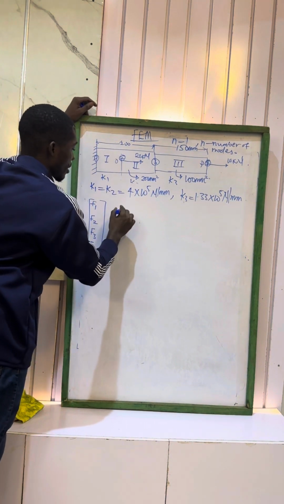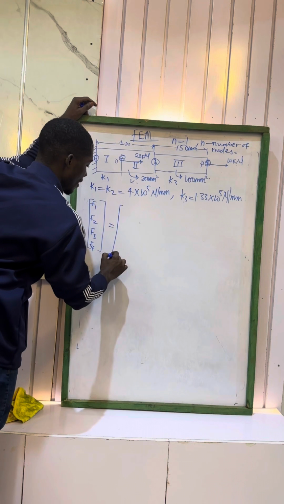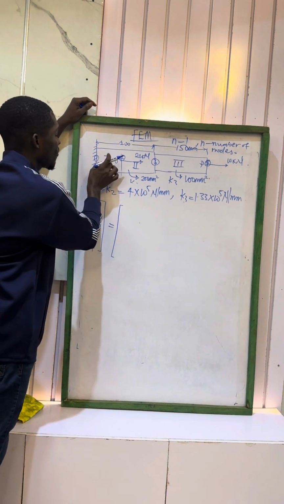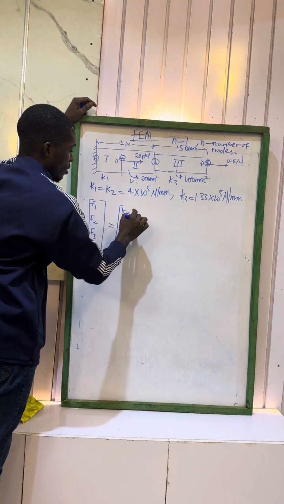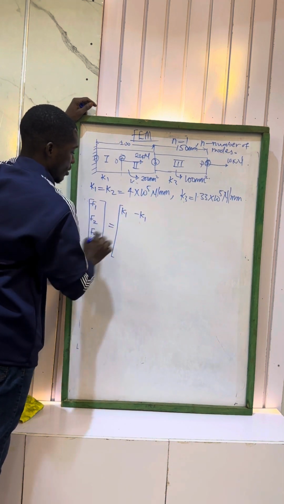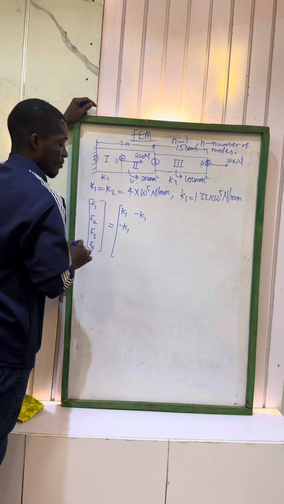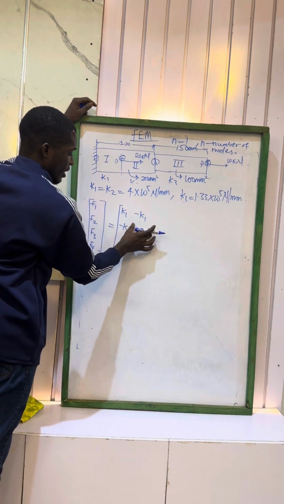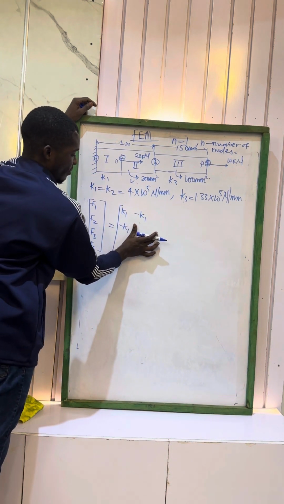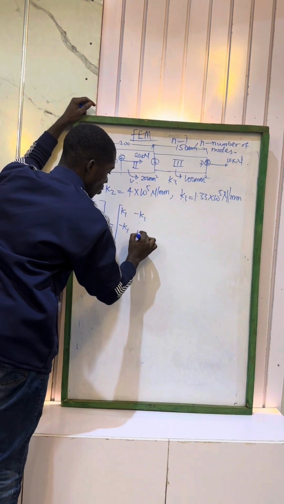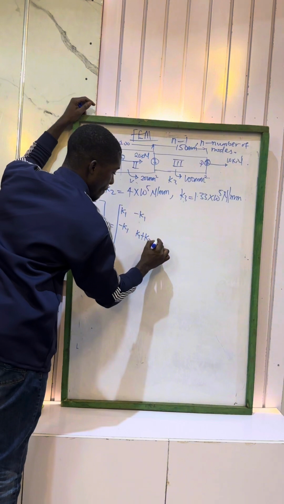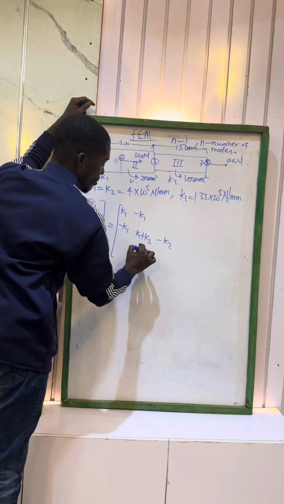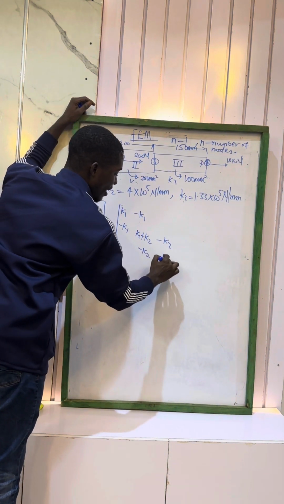Equals, now, to get the global stiffness, we start from K1. This will be K1, minus K1, minus K1. Now at this point you have to join your K2. So that will be K1 plus K2. Then this will be minus K2, and this will be K2.